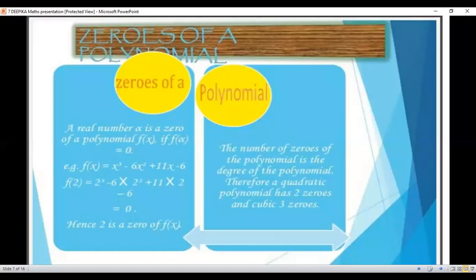A real number is said to be a zero of the polynomial if we put that value in x and it comes to 0. For example, f of x is equal to x cubed minus 6x squared plus 11x minus 6. Here we put the x value as 2 and we get the answer 0. So it is said to be a zero of the polynomial. The next slide.